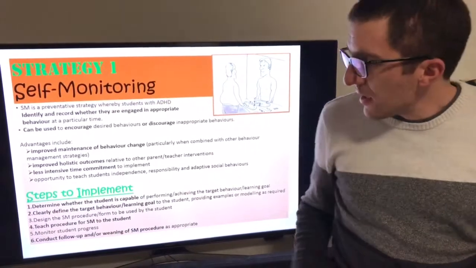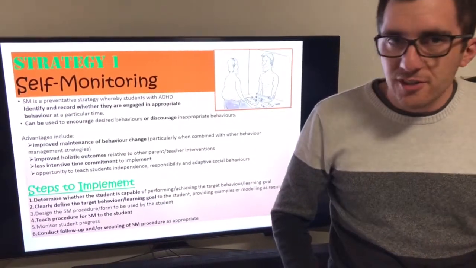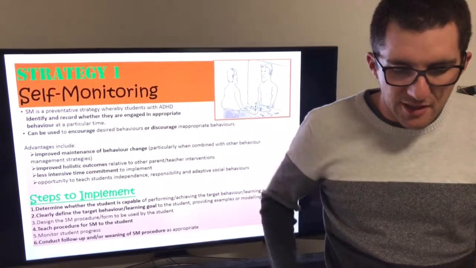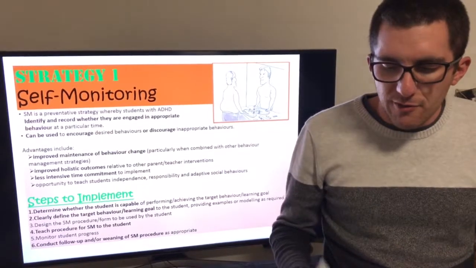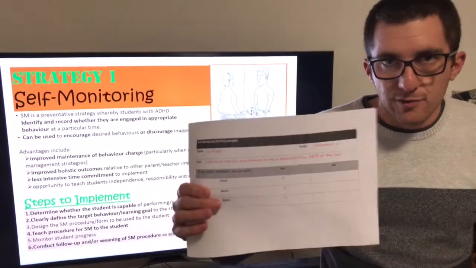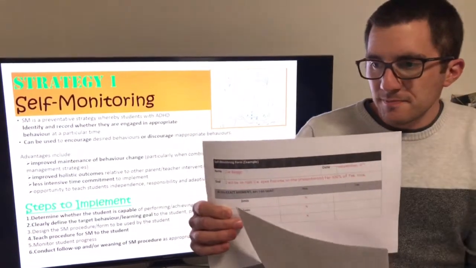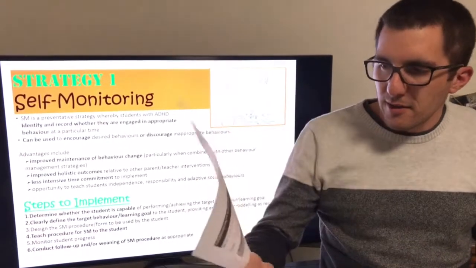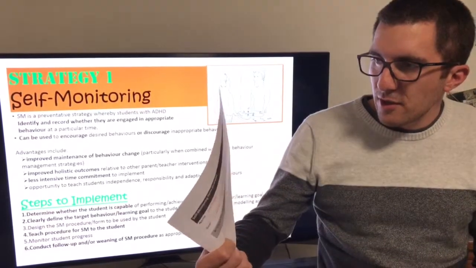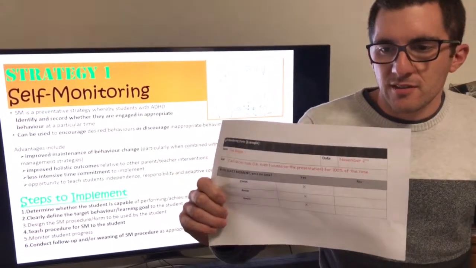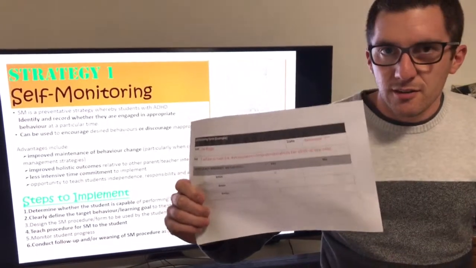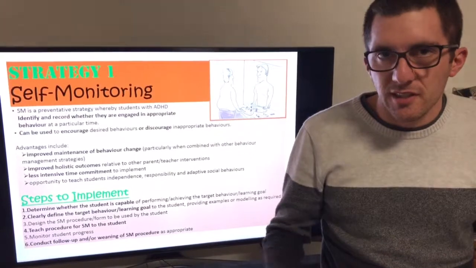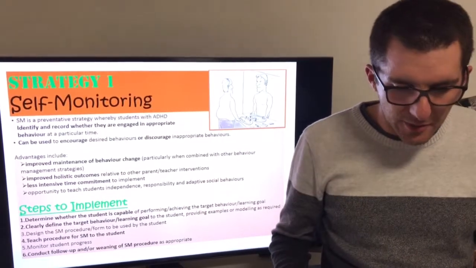Now some steps for how to implement this in the classroom. Firstly, you need to determine whether the student is capable of performing the target behaviour or learning goal. So for example, in your self-monitoring form that you have here, I set the goal as 100% focus on the presentation, so staying on task 100% of the time. Now that may not be an appropriate target for your student to stay on task 100% of the time, so you might set it at 50%, and then over time you can slowly build it up.